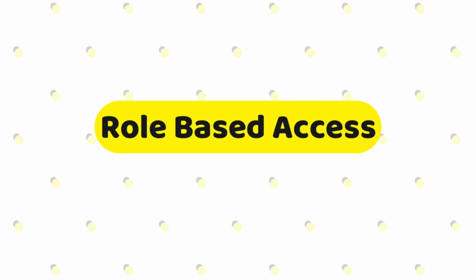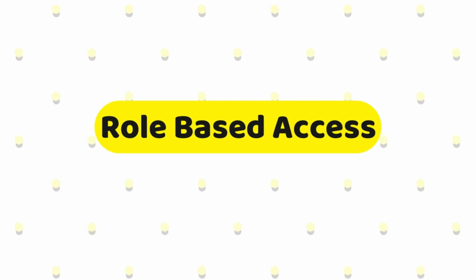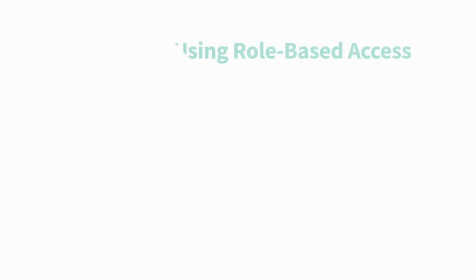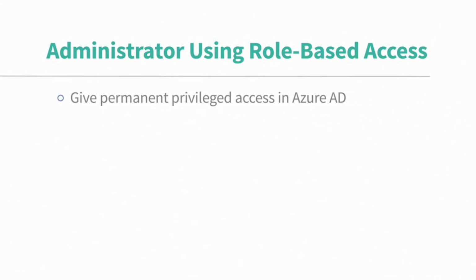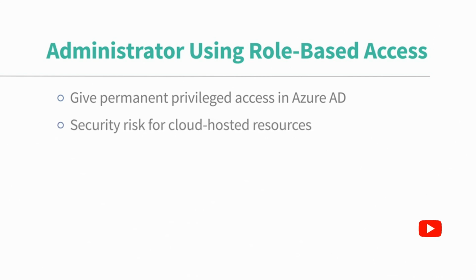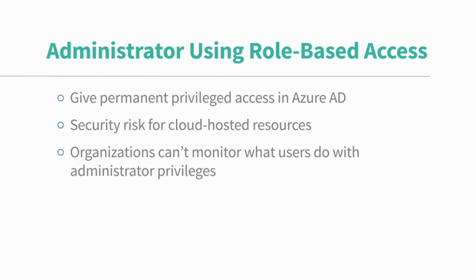Users sometimes need to carry out privileged operations in Azure or Microsoft 365 resources as a type of administrator using role-based access. This need often means that organizations have to give users permanent privileged access in Azure AD. Such access is a growing security risk for cloud-hosted resources because organizations can't sufficiently monitor what the users are doing with their administrative privileges. If a user account with privileged access is compromised, that one breach could affect the organization's overall cloud security. Azure AD Privileged Identity Management helps to mitigate this risk.